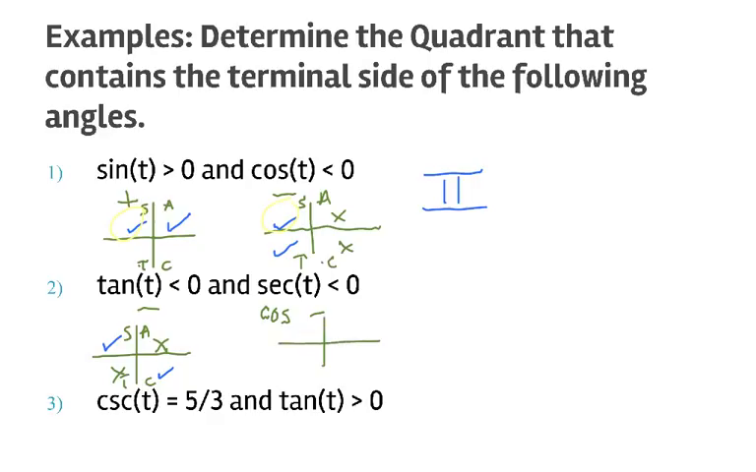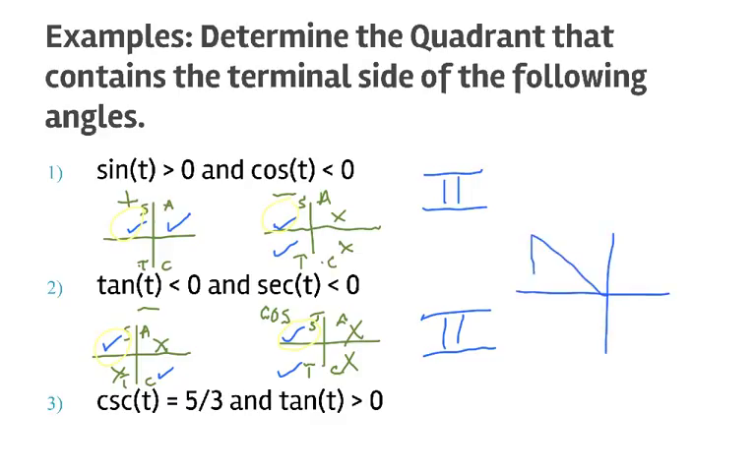For our second statement, cosine negative, ASTC, is not in all, and it's not in cosine. So that means this is happening in either 2 or 3. And once again, coincidentally, my overlap happens to be in quadrant 2. So this terminal side will be in quadrant 2. If I needed to draw my picture now, I would go with this sort of situation where here's my theta, here's my right angle, this is my x, my y, and my r.